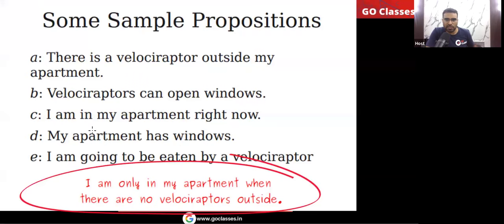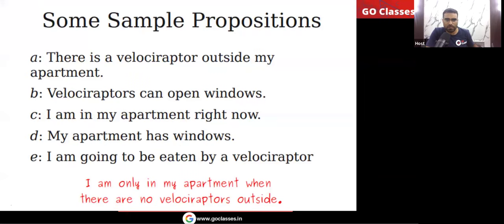Next, what is the expression for this English statement? I am only in my apartment when there is no velociraptor outside. Okay, focus. I am only in my apartment when there is no velociraptor outside. This statement is basically saying I am in my apartment only when there is no velociraptor outside. Can I say that? That is what we are saying.